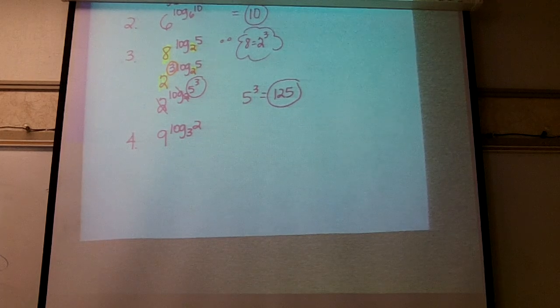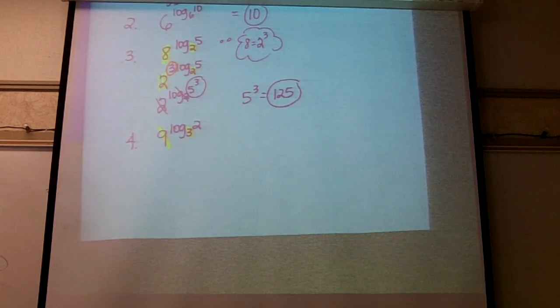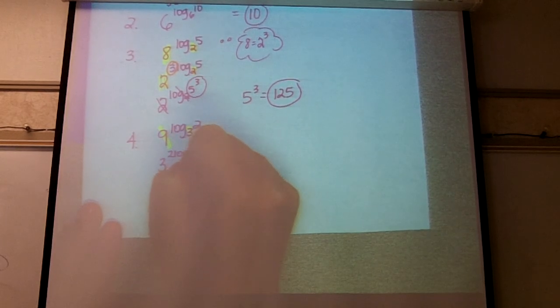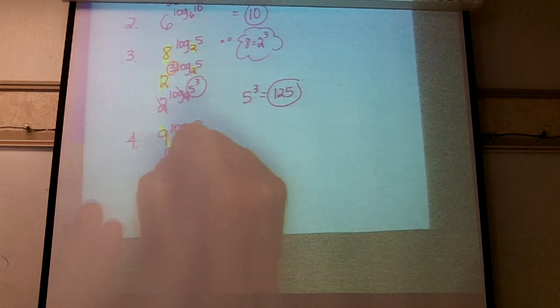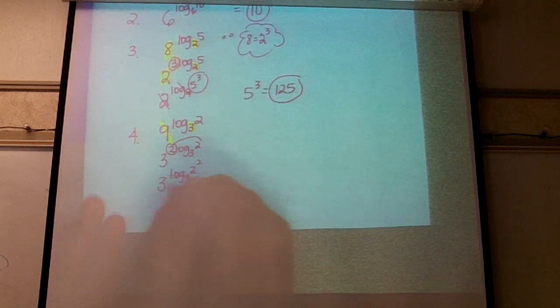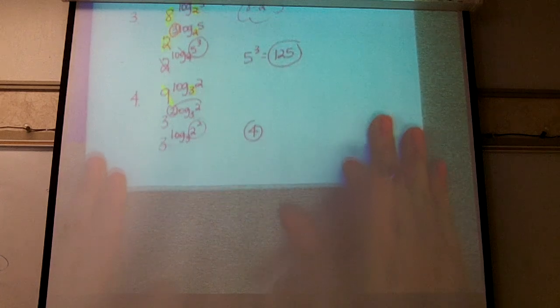So go ahead and pause the video. Try that. Those are not the same. So I'm going to rewrite 9 as 3 squared. Bring this up here because now those guys are the same. So those pretty much go away and you just have 2 squared, which is 4.